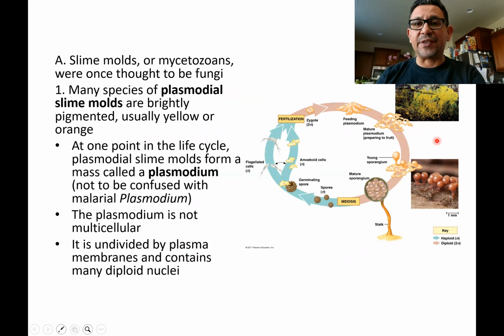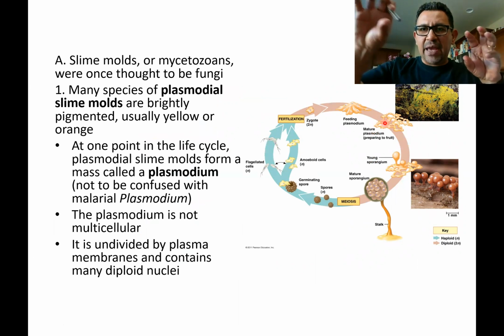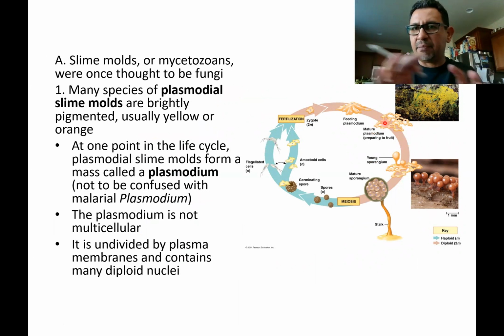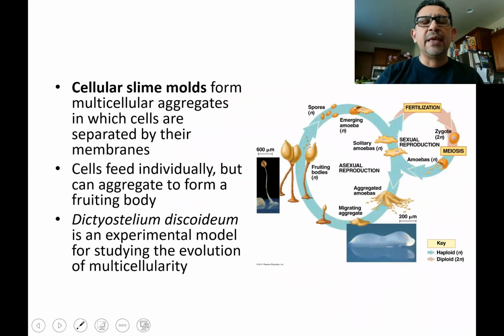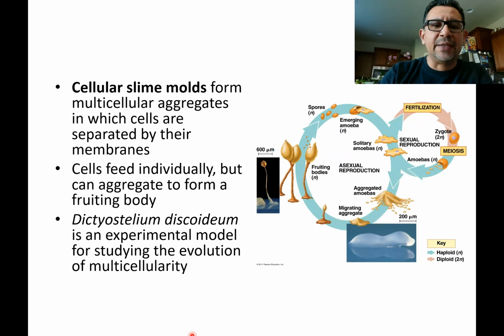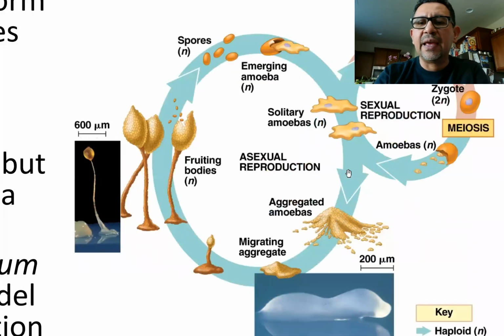Remember, we call them acellular because when you look at one of these masses of a feeding plasmodium, it's just going to be many diploid nuclei, but there's no plasma membrane dividing those nuclei. We also have cellular slime molds, and the cellular slime molds are going to be forming multicellular aggregates. Let's begin exploring their life cycle here with one of these aggregations of amoeba types of organisms.